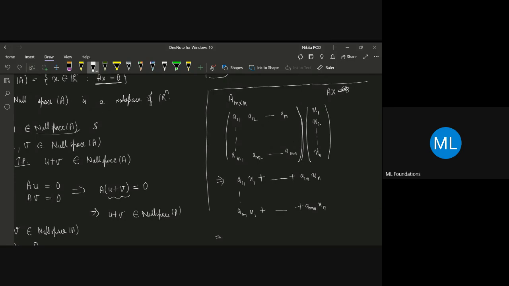Okay, you can see here, right? This is an m cross n matrix, and this is an n cross 1 matrix. So you are taking a vector in Rn, and when it gives you Ax, this is in Rm.